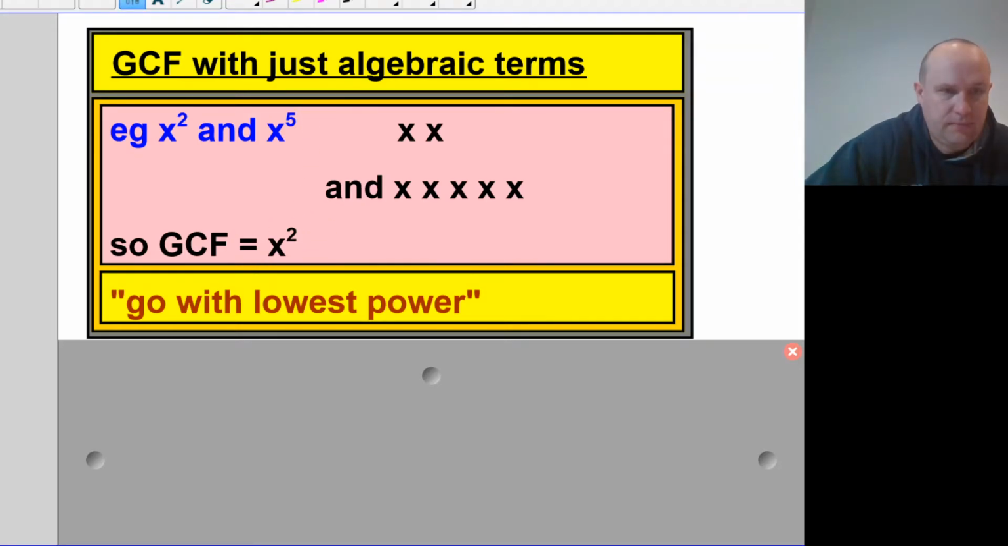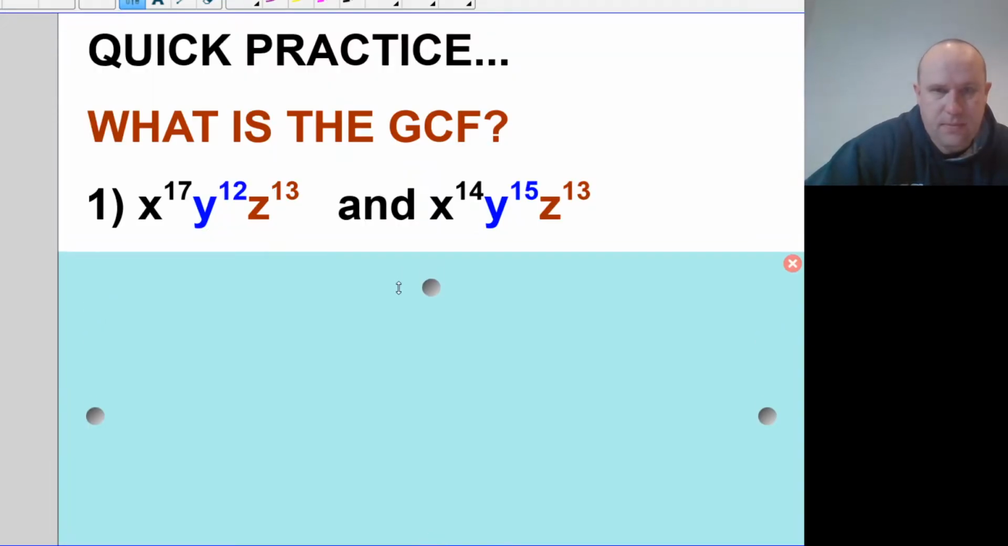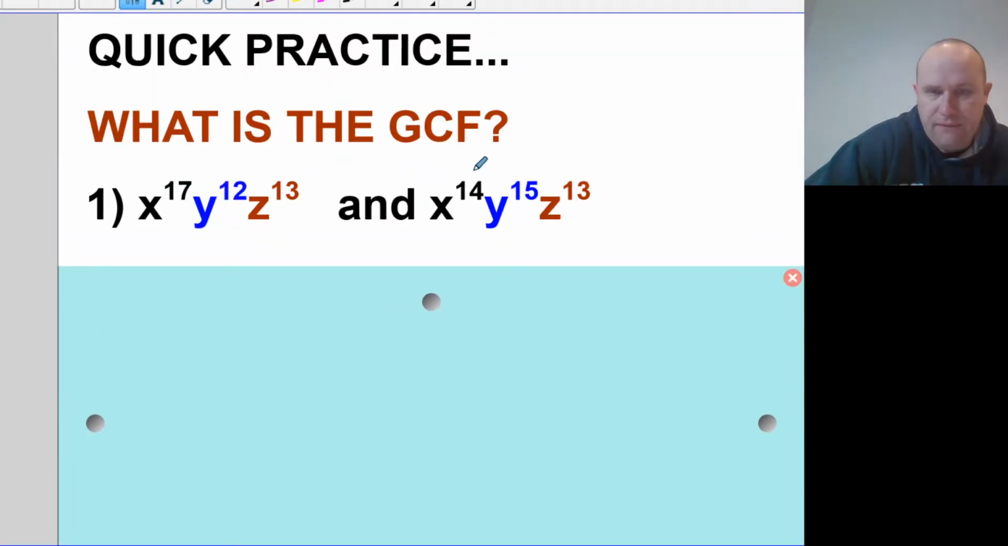If you want to practice that on this question here, then I would go 17 and 14. So I would go with x to the 14. 12 and 15, 12 smaller, so y to the 12. And as these are the same, it doesn't matter, 13. So my GCF would be x to the 14, y to the 12, z to the 13. So really kind of easy. You're just looking for which has the smaller of the numbers.